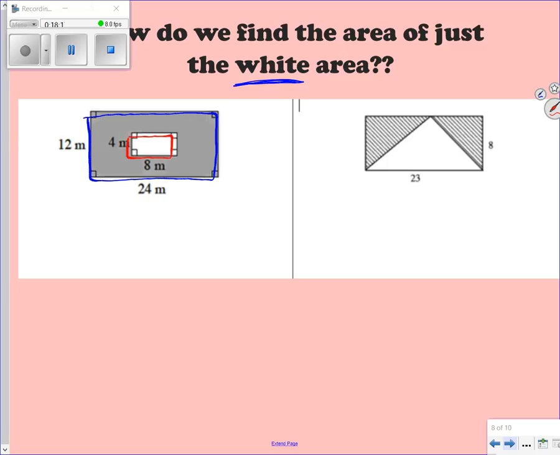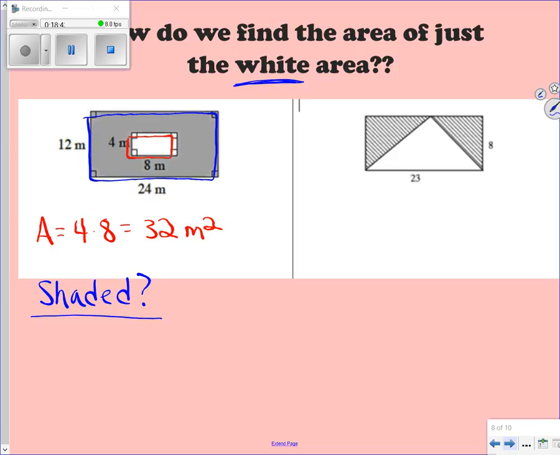Well, that's easy. We can see that the white box here is just 4 times 8, which gives us 32 meters squared. Perfect. What if I wanted to find the shaded area? If I wanted to find the shaded area, all I need to do is find the area of the whole shape and subtract the area that I don't want. And we already found the area that we don't want if we're going in reverse.